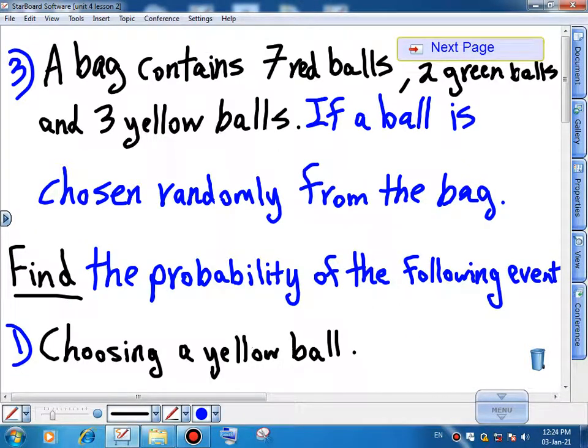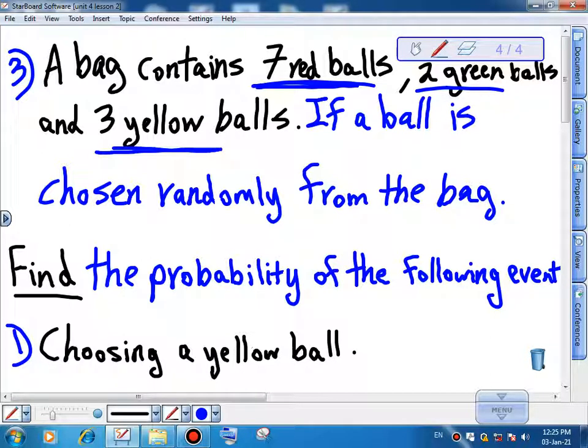And the last one: if I have a bag containing 7 red balls, 2 green balls, and the last color, 3 yellow balls. I have a bag with 3 types of color: red, green, yellow. If a ball is chosen randomly, I will cover my eyes and not see anything in this bag, blindly.